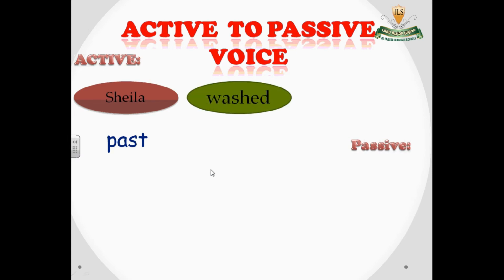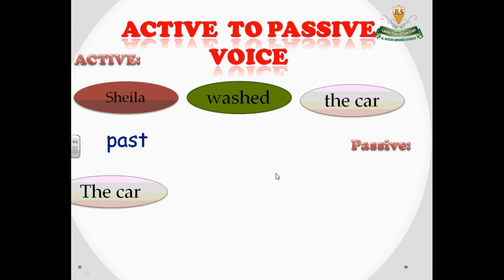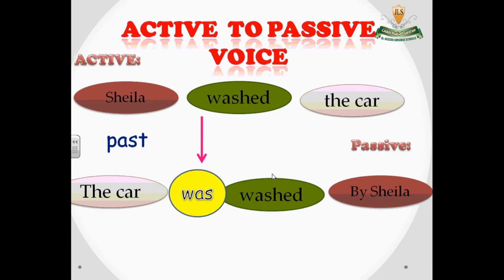Example: Sheila washed the car. Sheila is the subject, washed is the verb, the car is the object. So when I want to change it to passive, I will put the car at the beginning. So the car will be the subject and Sheila will be the object, or I don't care about it, so I can write it or I can leave it out, it's okay. The car was washed by Sheila.